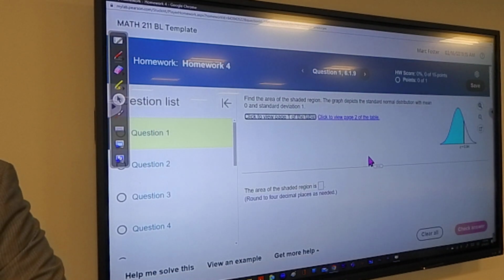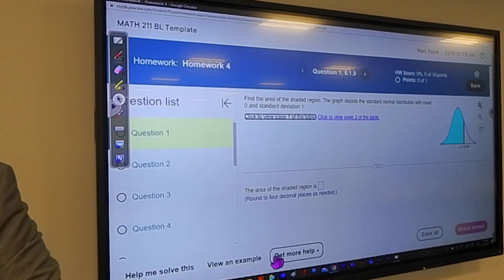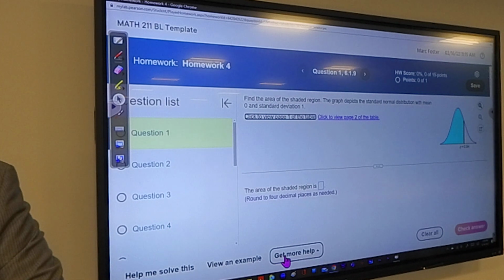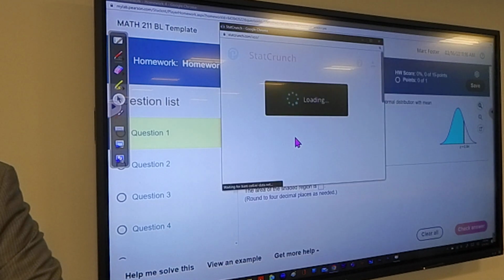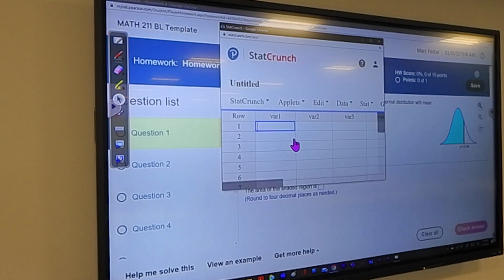We're not going to use that table. We are going to use StatCrunch calculator. If I go down here to get more help in the StatCrunch, it opens the StatCrunch window.